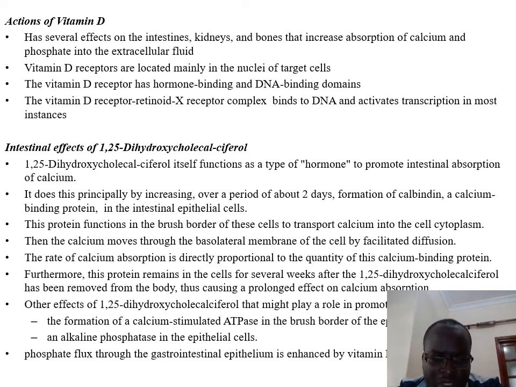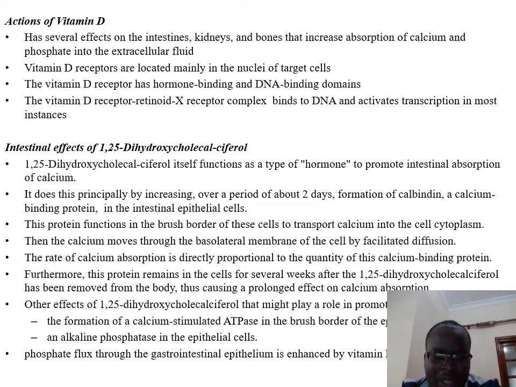Furthermore, this protein will remain in the cells for several weeks after the 1,25-dihydrocholecalciferol has been removed from the body, thus causing a prolonged effect on calcium absorption. Inasmuch as you remove the active form of vitamin D3, which is 1,25-dihydrocholecalciferol, you'll find that the calbindin protein that was produced will stay within the epithelium cells for a long period of time. That will have a prolonged effect on calcium absorption, even when you don't have the active form of vitamin D3.